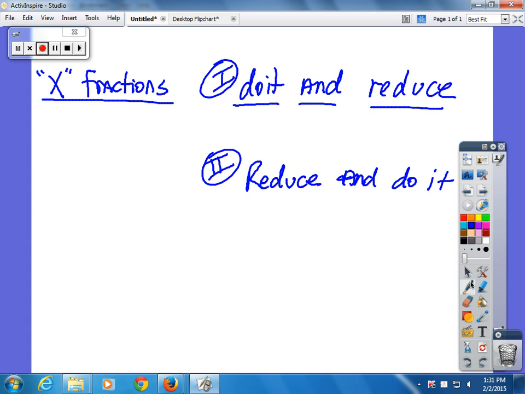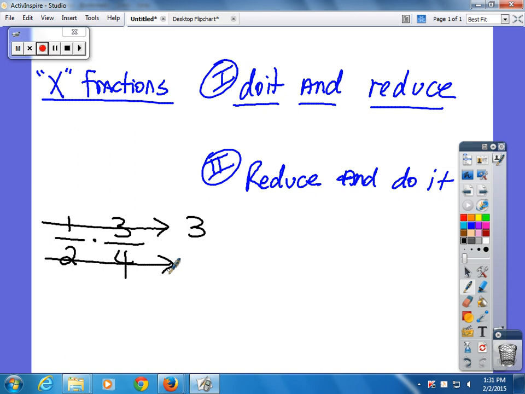Let's say you have a problem: 1 over 2 times 3 over 4. And let's say you don't even know what number 2 is. Then you just do number 1. Do what? Well, what's the operation? Multiplication, Hubert. That's right, class. So what's 1 times 3? And what's 2 times 4? Can you reduce it? No. So you leave it alone. If it ain't broke, don't fix it. And that's how you do it and reduce.